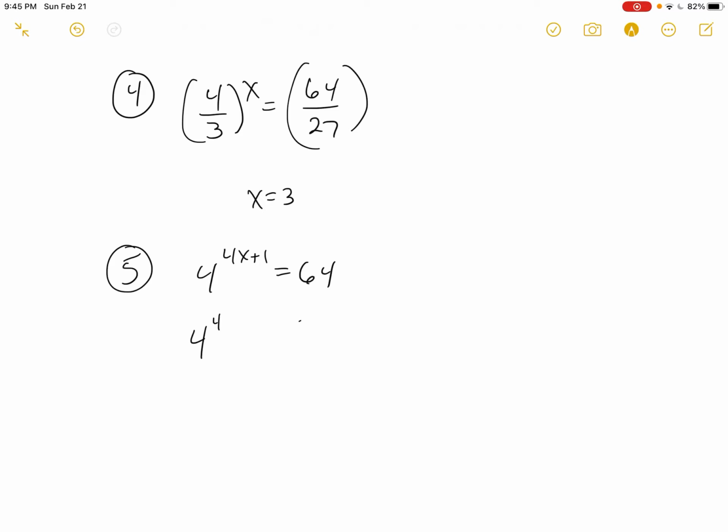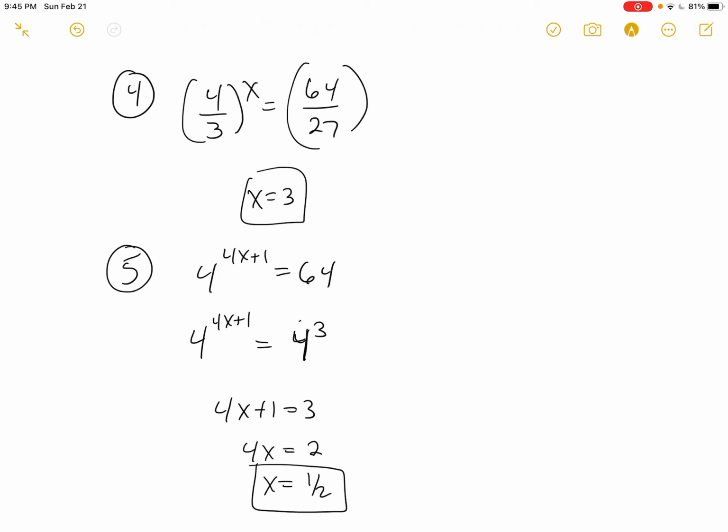So this is 4 to the 4x plus 1 is equal to 4 to the third. Now, because exponential functions are 1 to 1, if the outputs are the same, then the inputs, the exponents, must be the same. And we can solve it like that and say, oh, 4x is equal to 2, x is equal to 1/2, and solve that exponential that way. See, a nice, easy way to go about that.